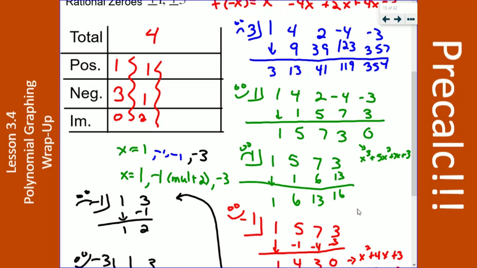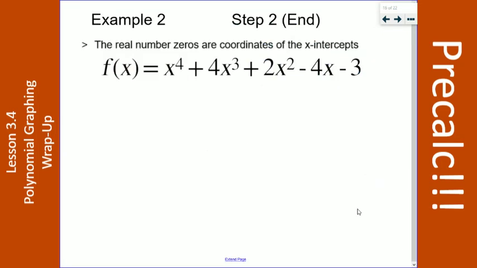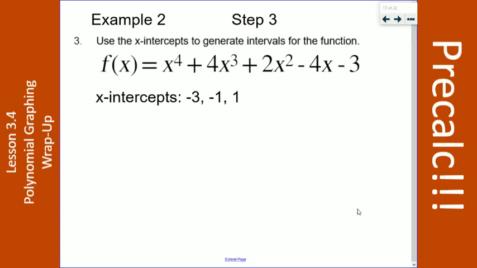Okay, so from here we want to move on to listing those and having the coordinates of our x-intercepts, which are (1, 0), (-1, 0), and (-3, 0). So those are the coordinates of our x-intercepts. So now we want to make some intervals with those values. Okay, so I'm going to give you a second to make those intervals. So go ahead and make those. Pause the video and make your intervals. Ready, set, go.